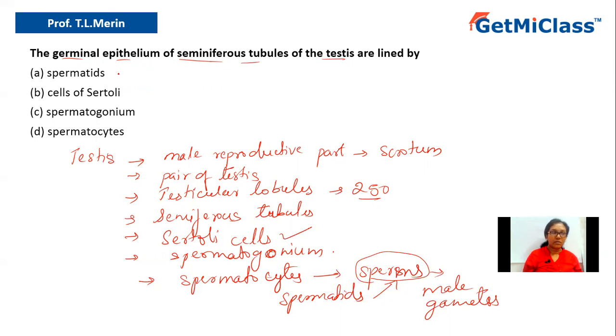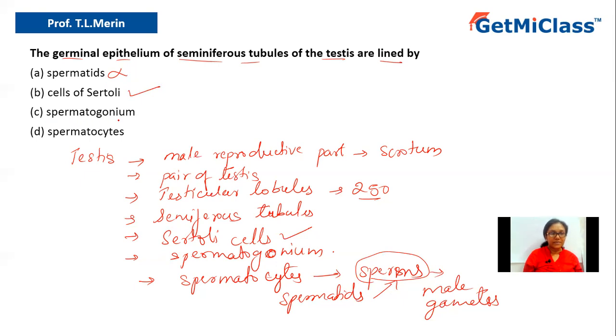So let us look at the options. Option A says spermatids. No, because spermatids come much inner to the entire seminiferous tubule, towards the center, whereas here they are talking about the lining part. It is lined by a single layer of Sertoli cells. Hence option A is ruled out. Option B says cells of Sertoli. Yes, that is the right answer.